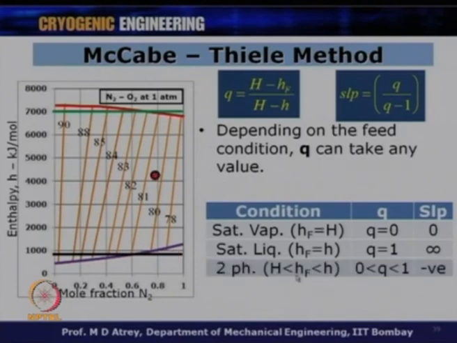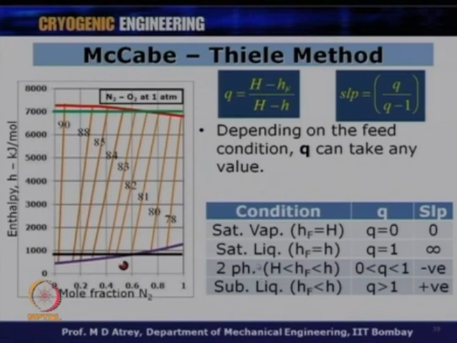If I have two phases now, my hf will be somewhere between h and H, and therefore q will be somewhere between 0 and 1, which can be calculated from here, and the slope will be negative. Similarly, if I have a subcooled liquid, that means hf is going to be less than small h, I get q more than 1, and therefore the slope will now be a positive quantity. So, the line direction will denote a positive slope.